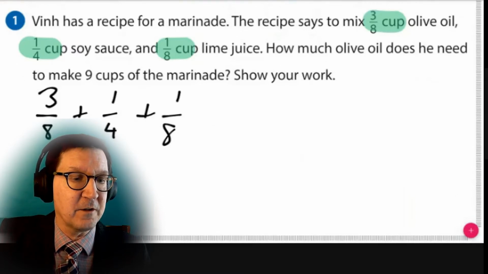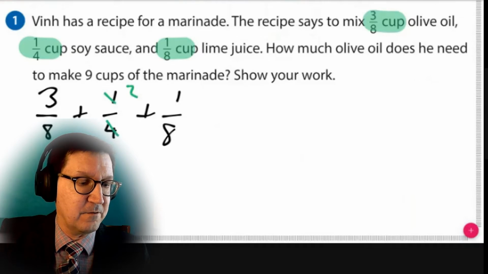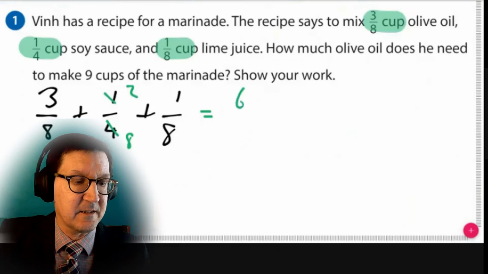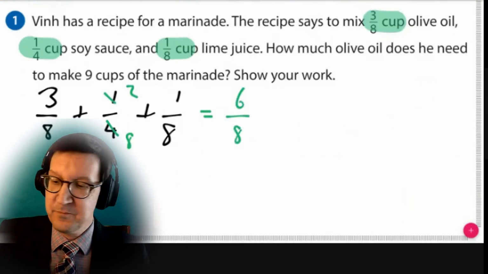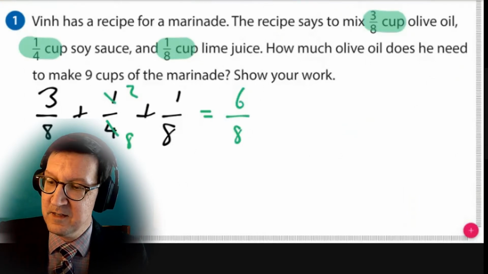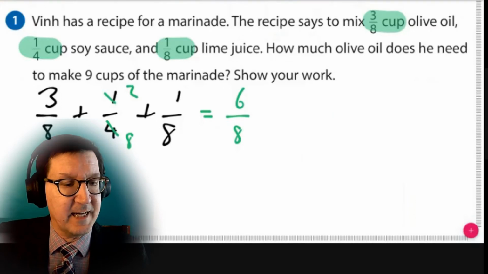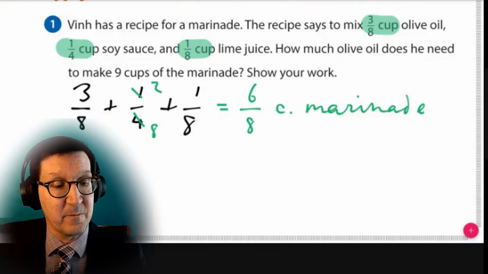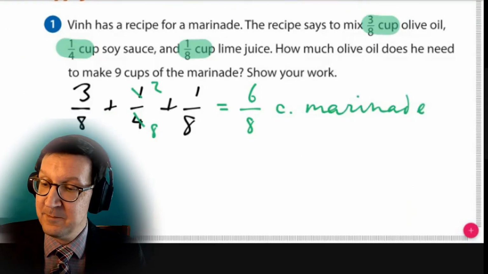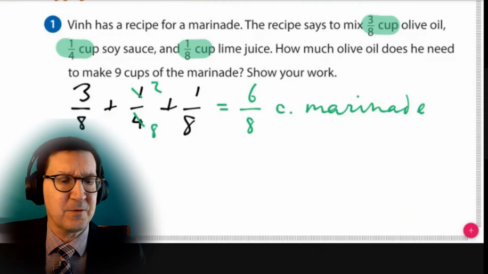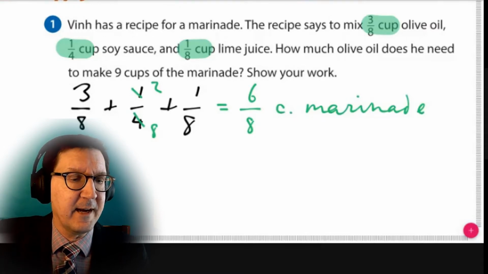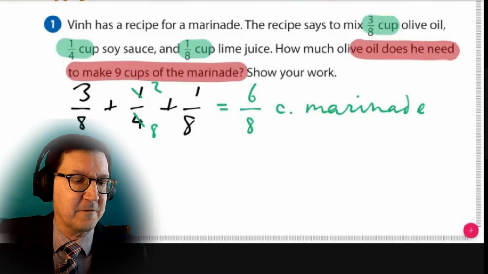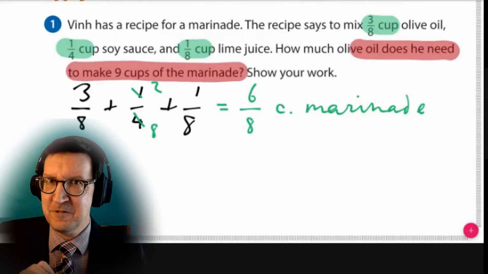Now we know that 1/4 is the same thing as 2/8. So 3 plus 2 plus 1 is 6. 6/8. So we know that this makes 6/8 of a cup of marinade. We can find out how much you need for 9 cups of marinade. Now, because we're looking for how much olive oil he needs to make 9 cups of marinade, our answer is going to be in terms of marinade.